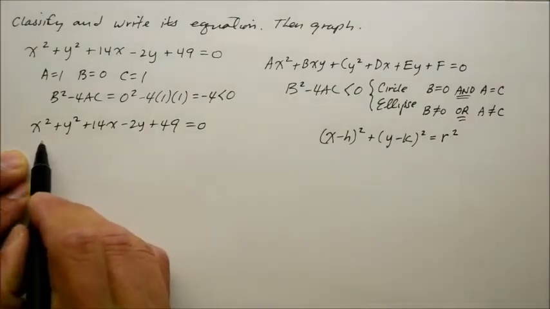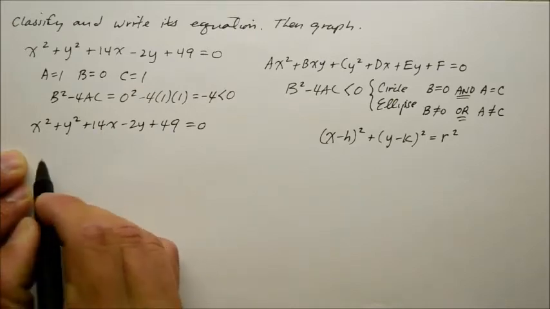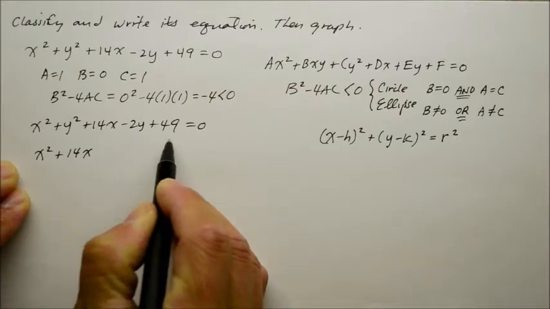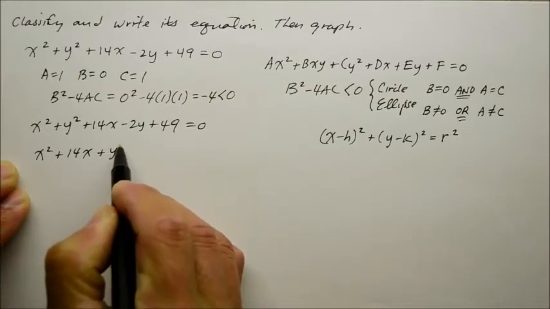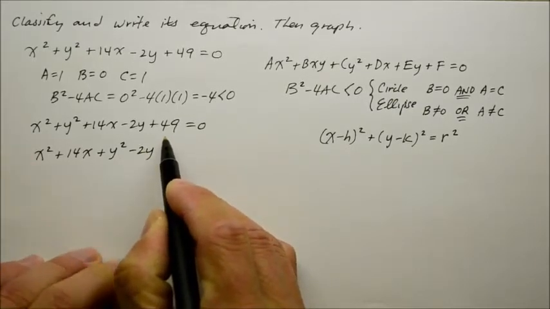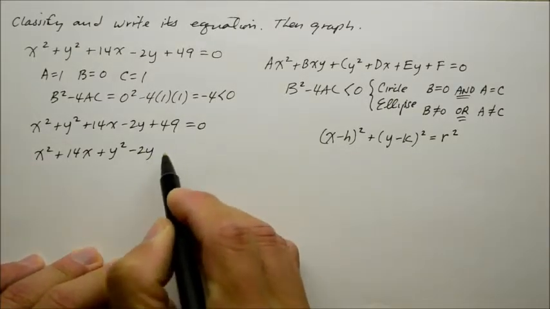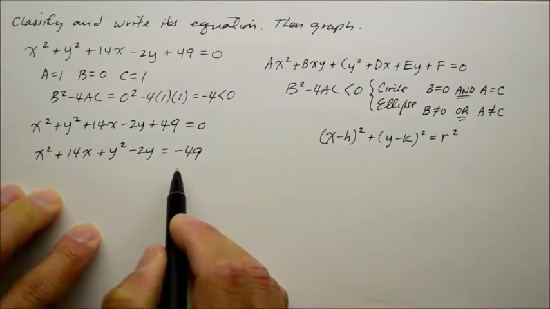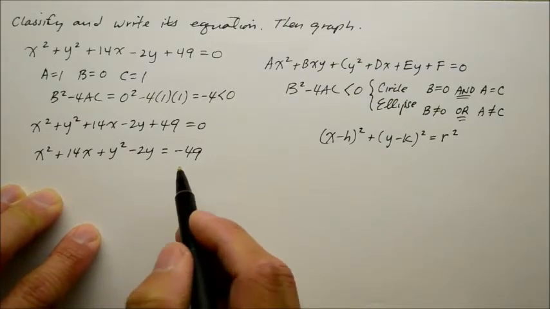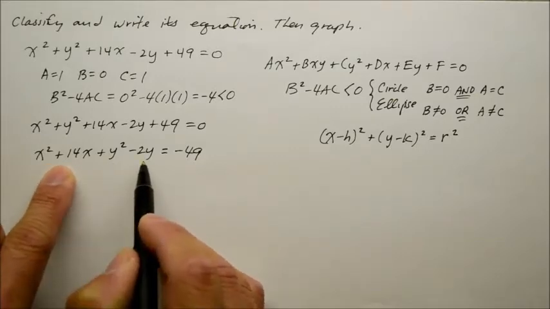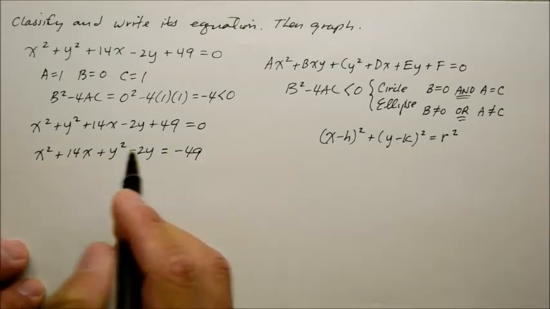First, let's regroup, put all the x's together. So we have x squared plus 14x. Now let's take the y's and group them together. y squared minus 2y. And the constant 49, let's move it over to the right side of the equation. And why is that? Because we're going to use the complete the square method. We're going to take two different polynomials and make them into perfect square trinomials.